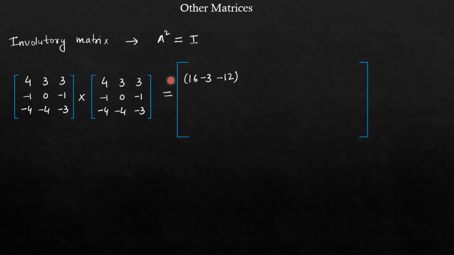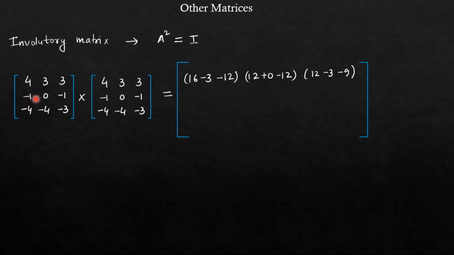Now if you multiply first row with first column, what you will get? 4 into 4, 16. 3 into minus 1, minus 3. 3 into minus 4, minus 12. Okay. Now first row with second column, you will get 12 plus 0 minus 12. How? 4 into 3, 12. 3 into 0, 0. 3 into minus 4, minus 12. Okay. In the same way, first row with third column, you will get 12 minus 3 minus 9. Okay. 4 into 3, 12. 3 into minus 1, minus 3. 3 into minus 3, minus 9.